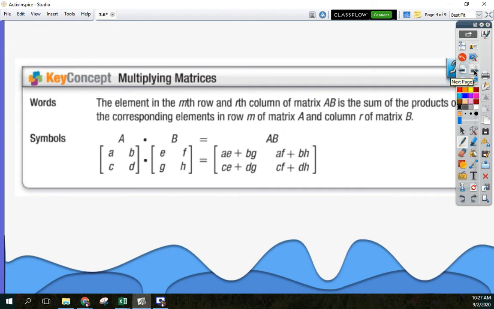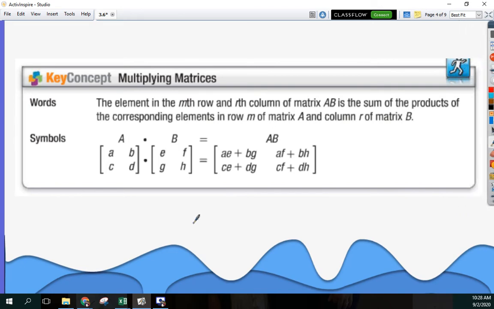We're going to look at the words here for a second. If we're a little bit confused, it's okay. Sometimes it's easier just to see the example, so I'll walk you through the actual steps on the next page. It says the element in the mth row and the rth column of matrix AB is the sum of the products of the corresponding elements in row M of matrix A and column R of matrix B.